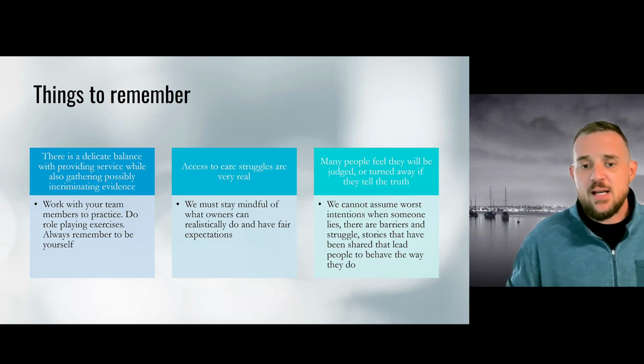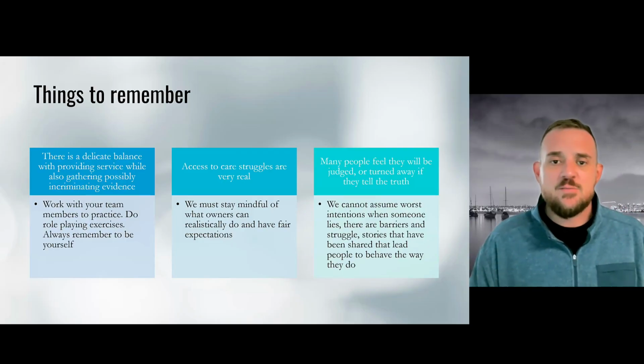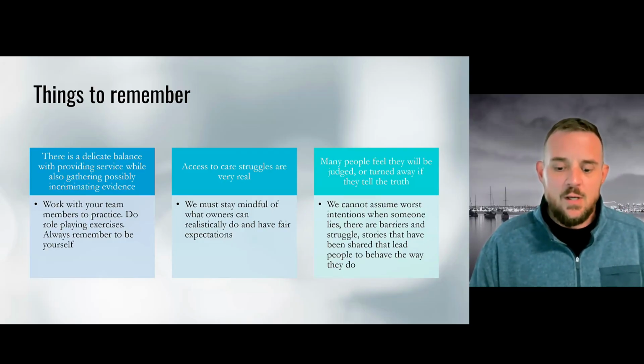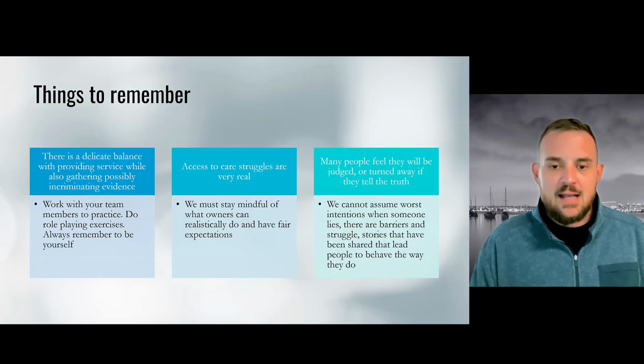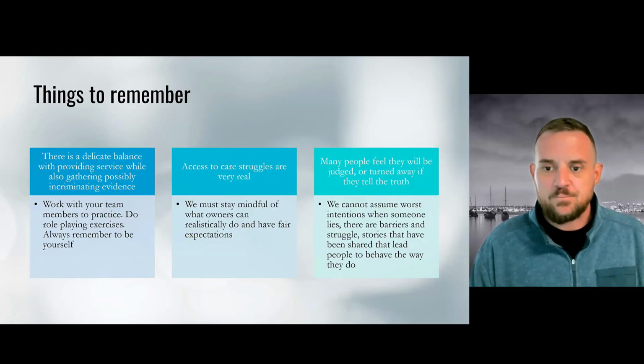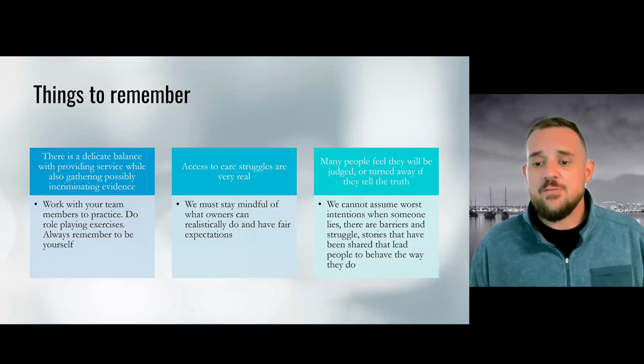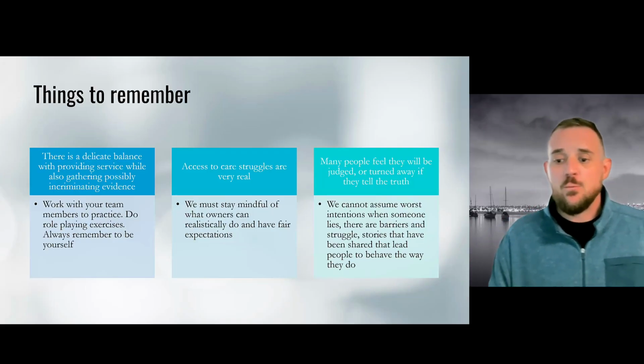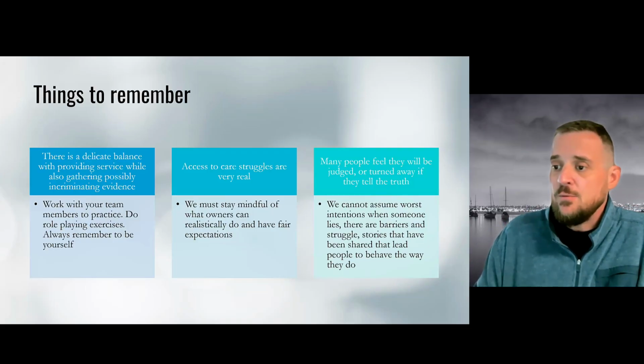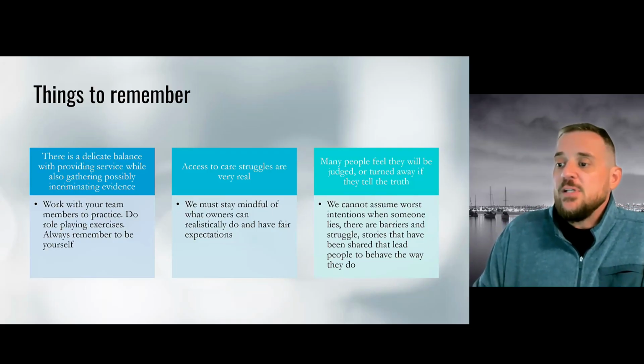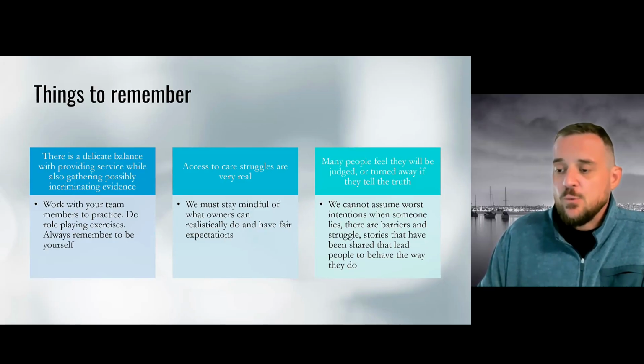So you can have your spidey senses, but we're always going to be respectful. We're always going to treat somebody as a human being and not just assume the worst about them. Access to care struggles are very real. We have to be mindful of what owners can realistically do. Many people feel they'll be judged or turned away if they tell the truth. When someone lies, there are barriers and struggles, stories that have been shared, that lead people to behave the way they do.